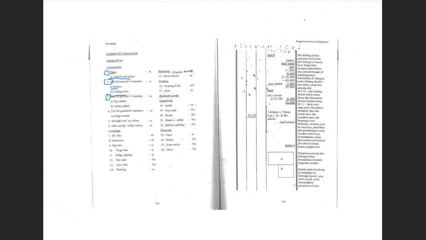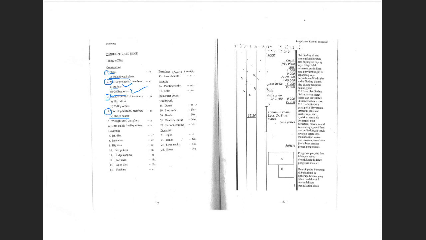Item number 4 is about pitch roof members as well, but because the sizes are different, the ridge board is measured separately. If the sizes are similar, you can group under pitch roof members. For example, in this case, rafter and ceiling joists are similar in size, so they are put in the same item.